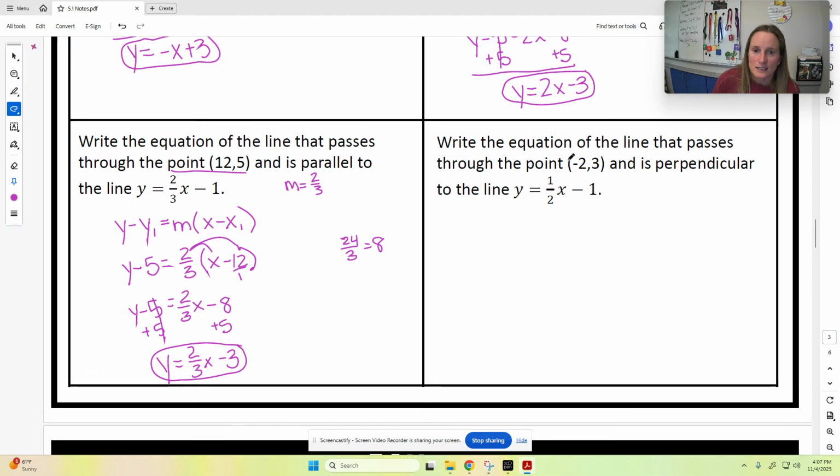In the last one, again, we're writing the equation of the line that passes through a point, so we know the point. It's a pretty good indicator we're going to be doing point-slope form to start off. And this time, it's going to be perpendicular to the line y equals 1/2 x minus 1. So perpendicular lines have opposite reciprocals. So the slope of our line is going to be -2 over 1, which is the same thing as just -2. So we have a point, we have the slope, we're going point-slope form.